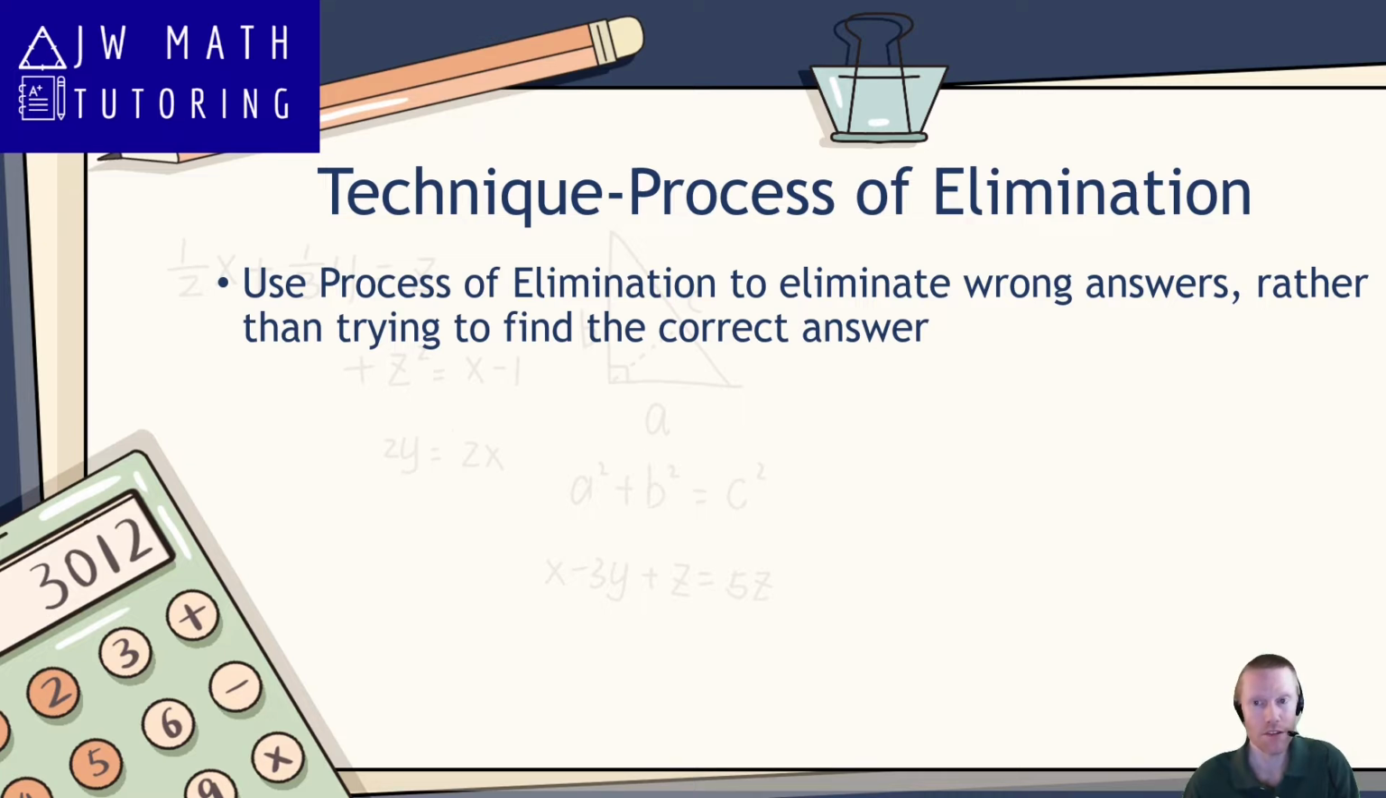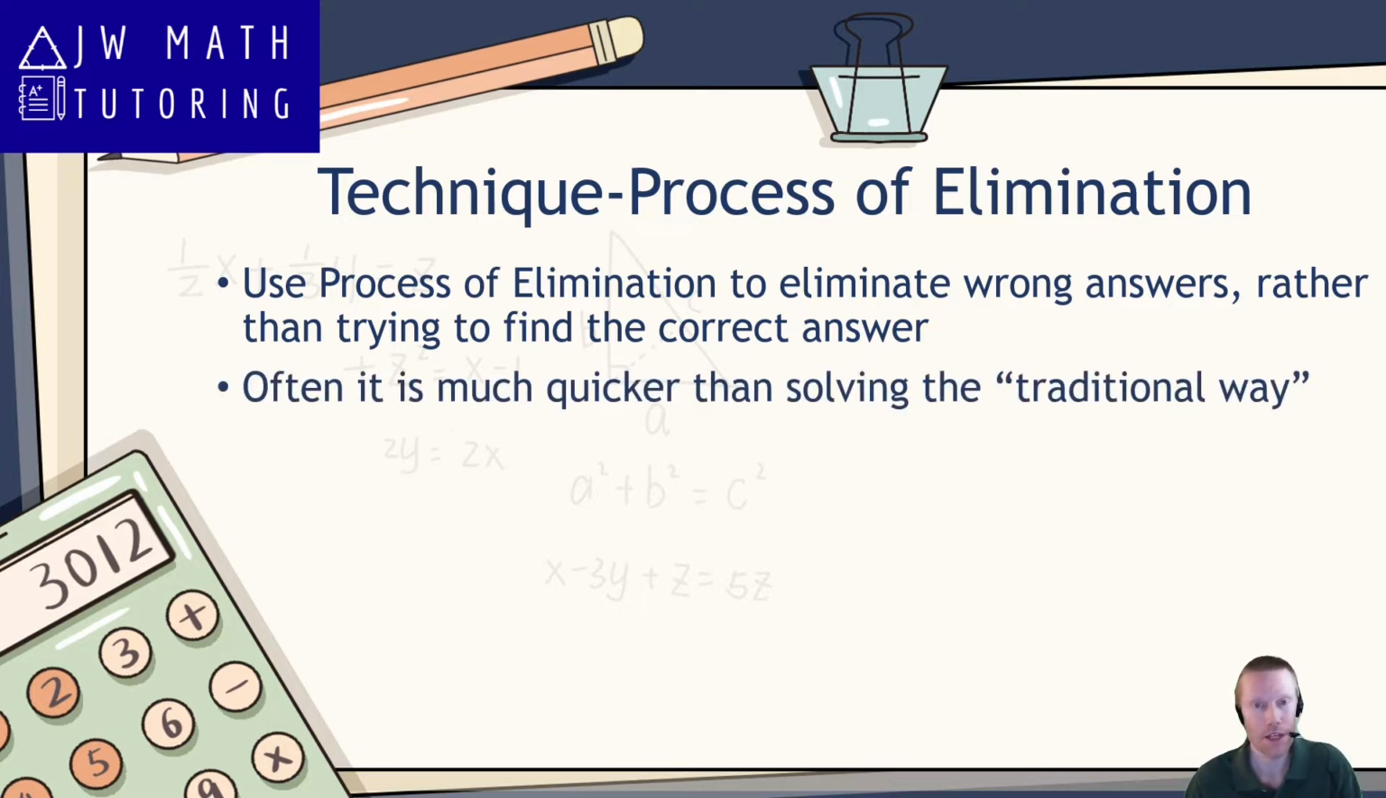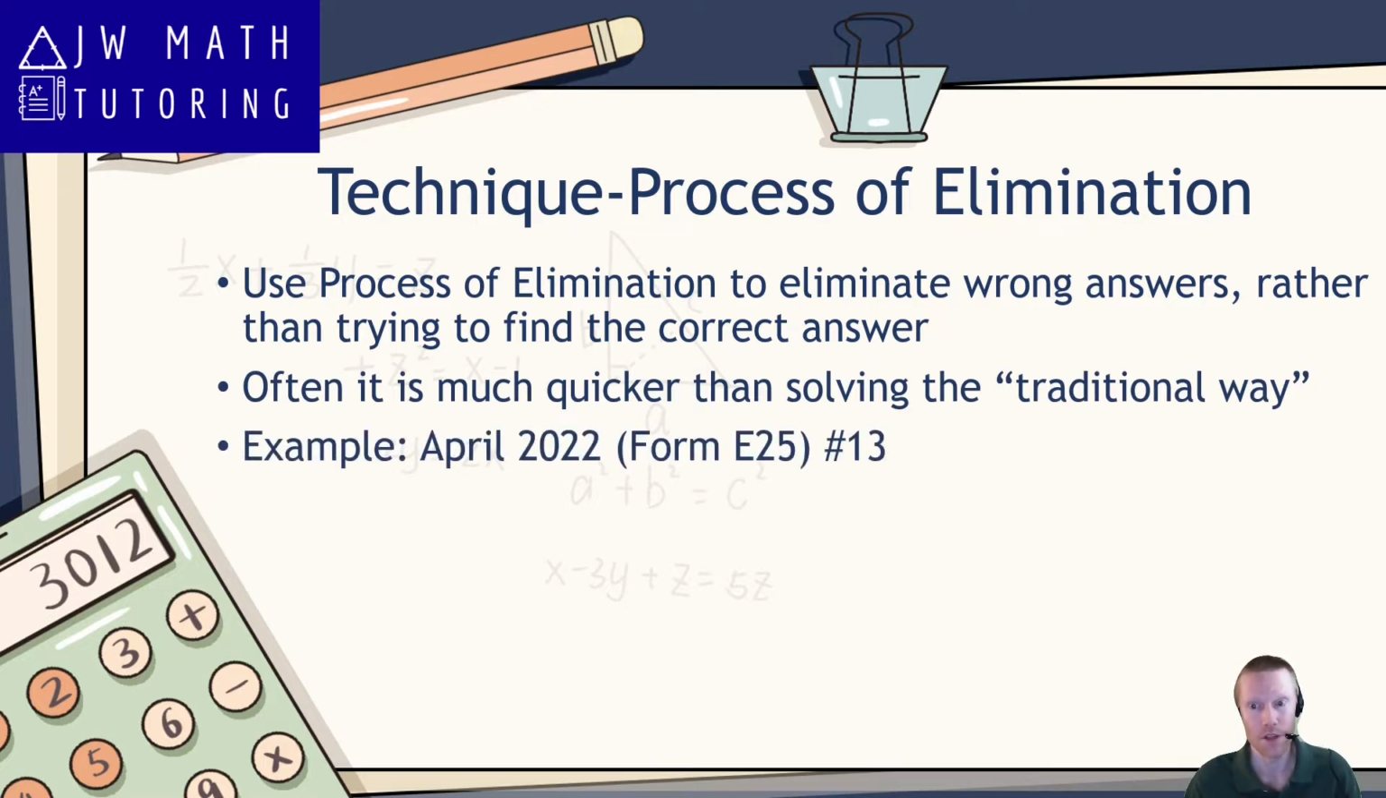So process of elimination is the first technique we're going to talk about. And again, it's a different way of looking at or thinking about finding the answer to the problem. And as I already mentioned, a lot of times it's much quicker than solving a problem the traditional way. Now we're going to take a look at an example problem. This is from the April 2022 test, Form E25, problem number 13.